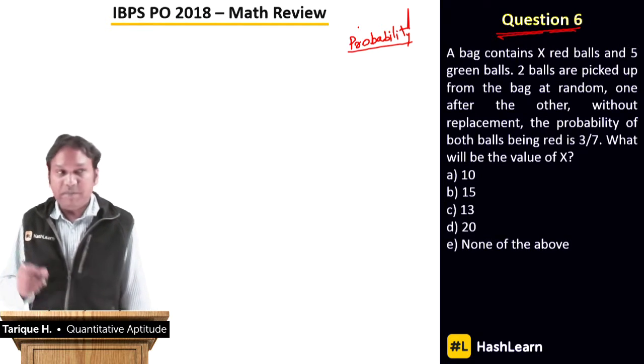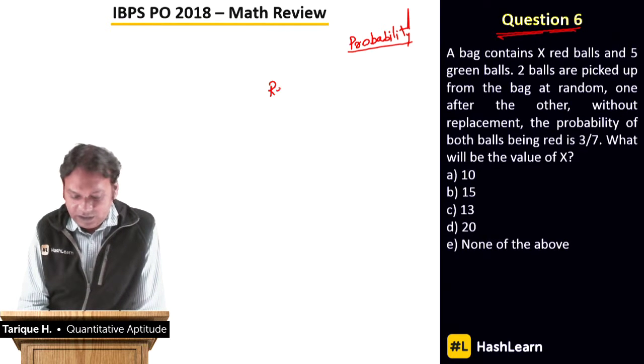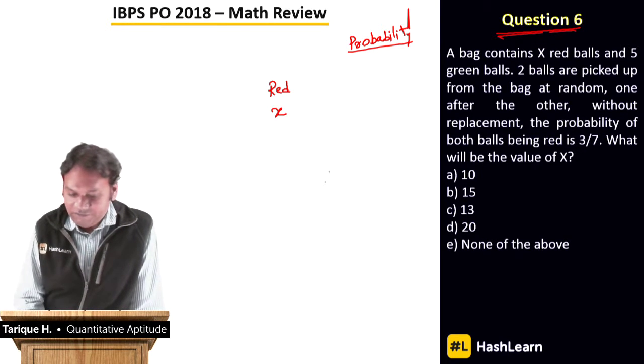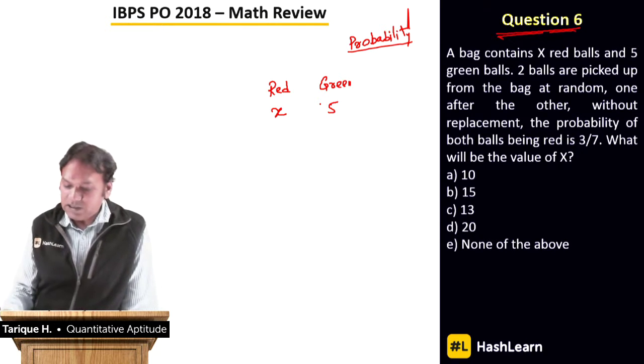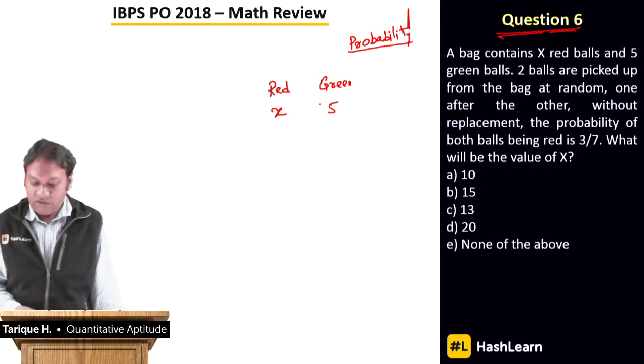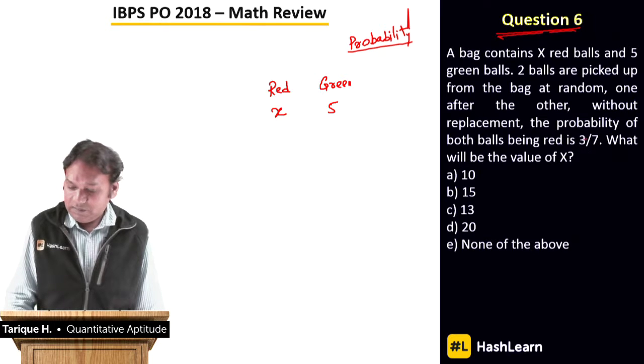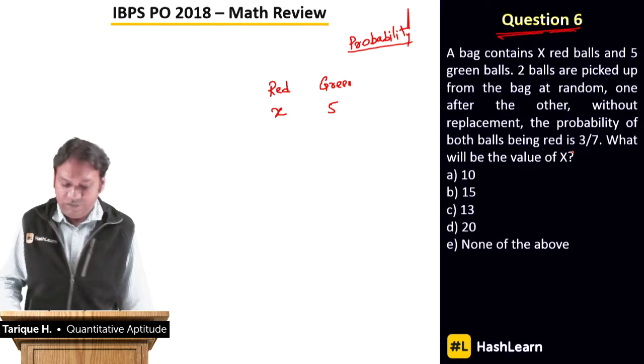Okay, so a bag contains X red balls. So we have how many red balls? X. And 5 green balls. Green balls we have 5. 2 balls are picked up from the bag at random, one after the other without replacement. The probability of both the balls being red is 3/7. What will be the value of X?